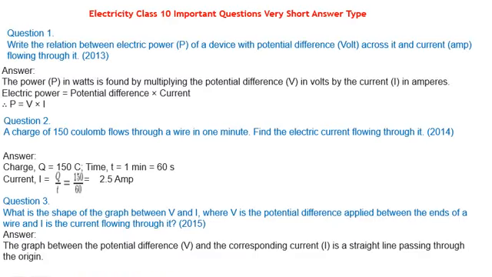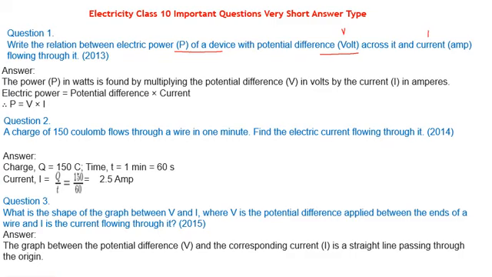Let's start today's session. First of all, we are going to take important questions, that is very short answer type. Okay, let's see question number one. Here you have to write the relationship between the electric power P of a device with potential difference V across it, and the current I flowing through it.